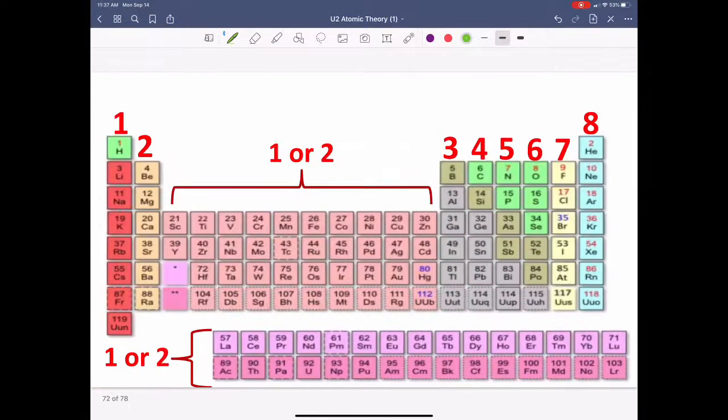So if we look at this all together, here you see 1, 2, 3, 4, 5, 6, 7, 8. All right, and then here are our groups in the middle that have 1 or 2 that don't really follow a trend. All right, notice here, this is the second number in their group number. So group 13 has only 3 valence electrons. Group 14 has 4, 15, 5, 16, 6, 17, 7, and then 18 has 8.